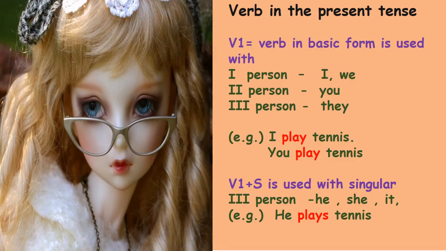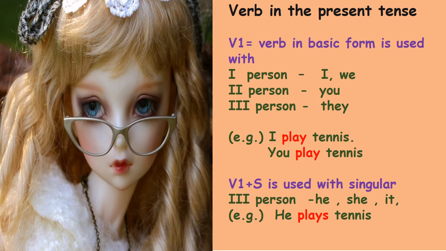Here we must learn the 3 persons: first person, second person, third person. I and we are first person, I singular, we plural. You for second person in singular and plural. He, she, it, they are for third person, he, she, it singular, they plural.